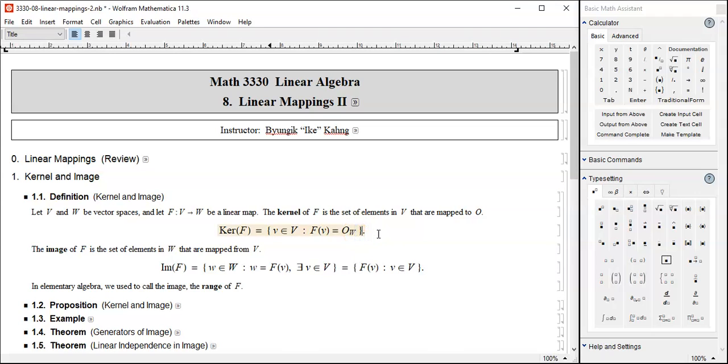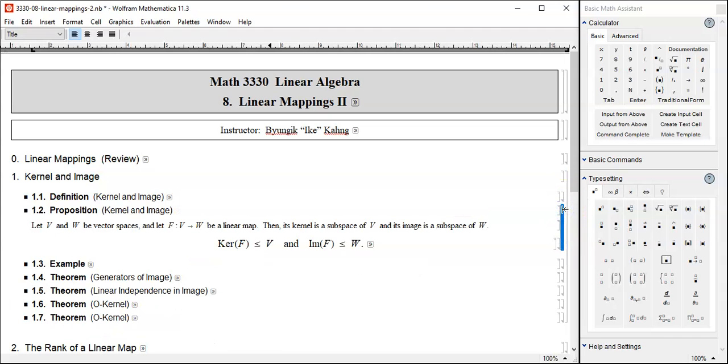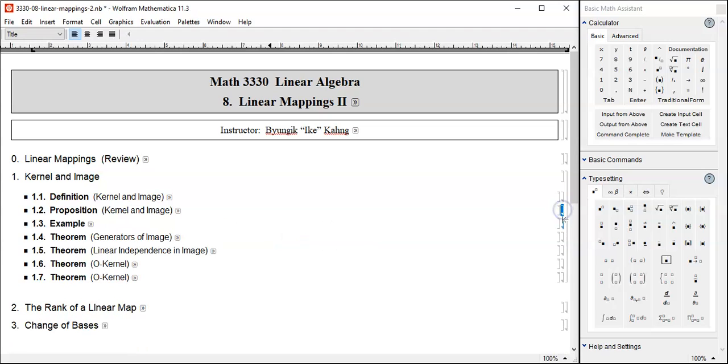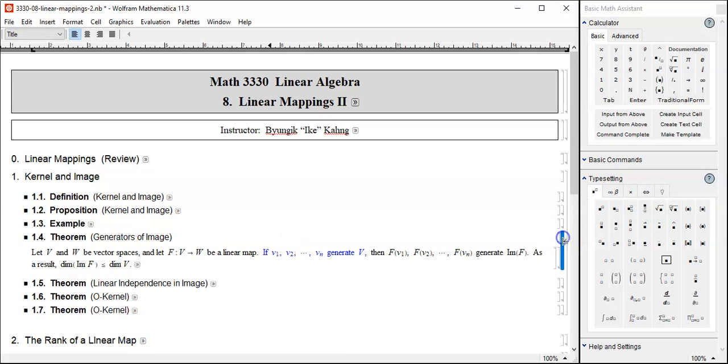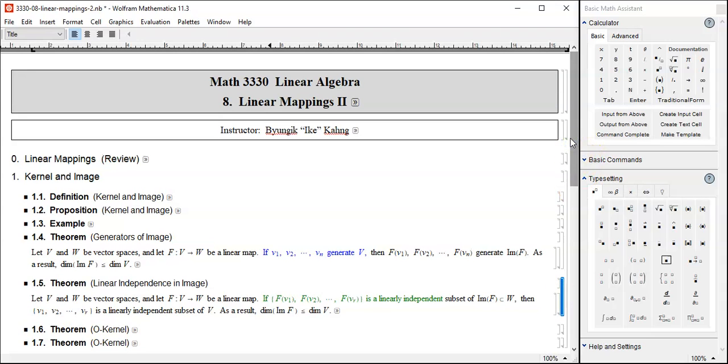Kernel is a set of all original vectors that are being sent to the zero vector. Image is a set of all image vectors that actually came from the original. So the arbitrary elements from image look like this, some f of v. And then we prove that kernel and image are subspaces. We went through some examples, and then we went through a couple of important theorems on images.